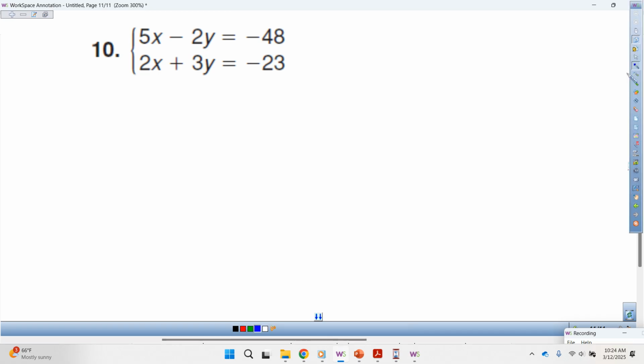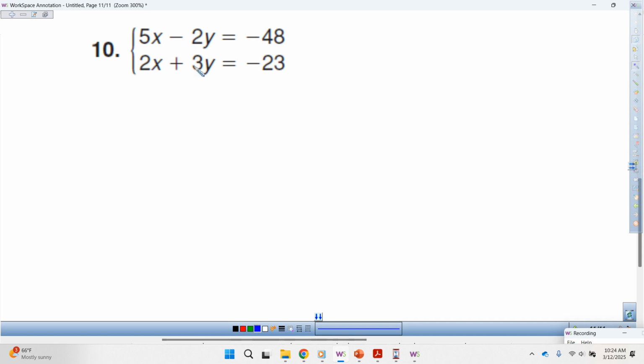All right, so, question. Can we multiply the 5 to make it into a 2? No. How about the 2 to make it into a 5? No. Look at the y's. Can we multiply 2 to make it into a 3? No. How about the 3 to make it into a 2?